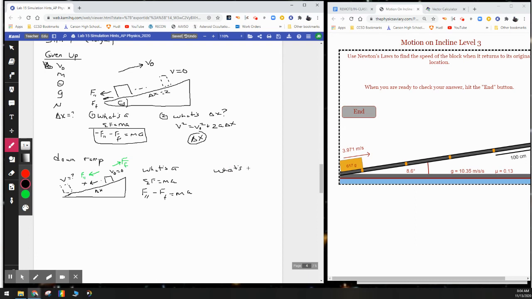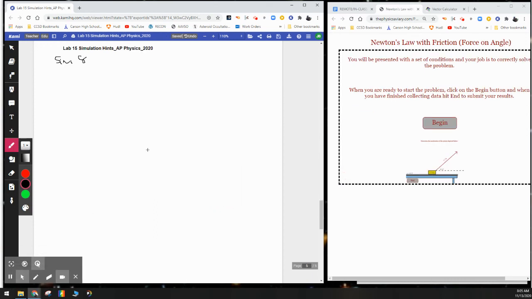And then finally, what's v? We're going to be using v squared equals v0 squared plus 2a delta x. Now, a in this case is going to be positive, because it's going down the ramp. It's going to be going faster, faster, faster down the ramp. So be careful: a will be positive. We'll go ahead and calculate it, and then we should be able to solve for v.